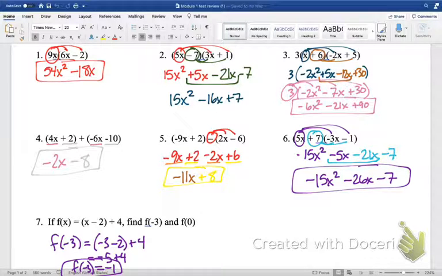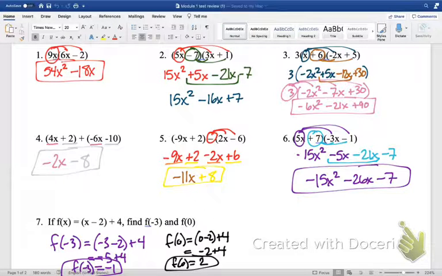I need to do the same thing when x is 0, trying to find the output of f of x. So f of 0 equals 0 minus 2 plus 4, which would equal negative 2 plus 4. Therefore, f of 0 equals a positive 2.